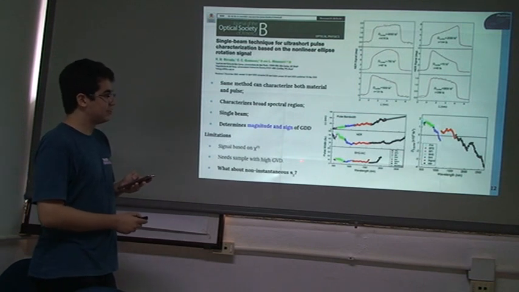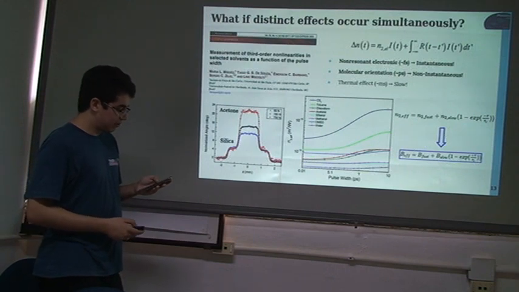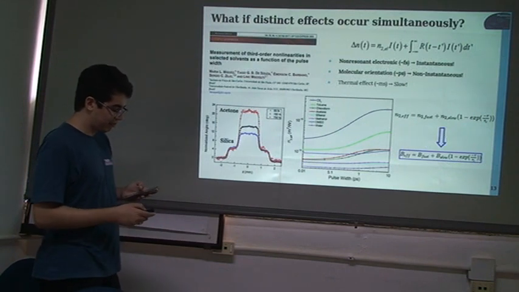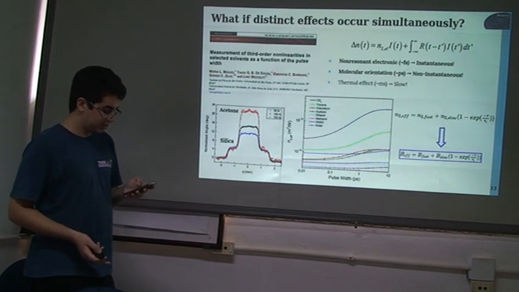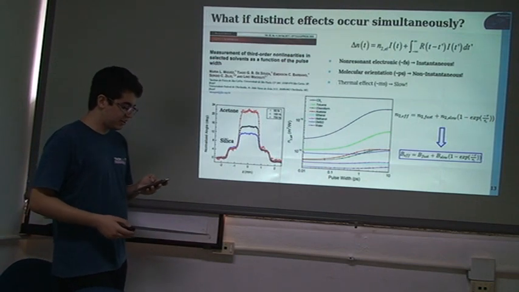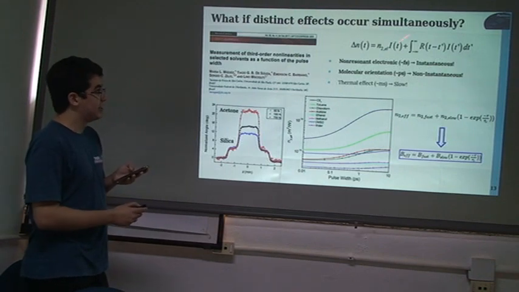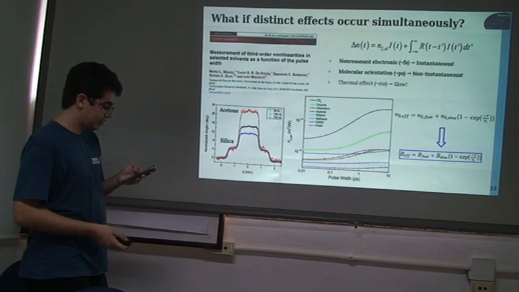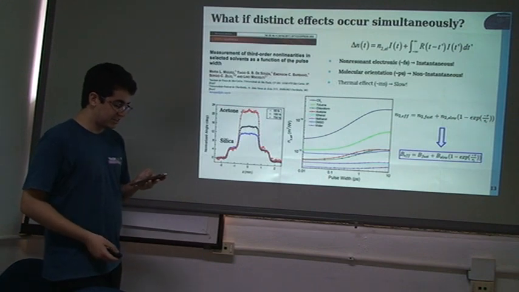So what if we use a reference sample to determine the pulse parameters, but our sample also has non-instantaneous nonlinear refraction? We already knew from the past that by performing measurements at different pulse widths, we could find n2 as a function of tau, thanks to the different response times of electronic effects and molecular orientation ones. So the Kerr effect could be written as a term n2 fast and a second term n2 slow, besides tau c, which is a characteristic time.